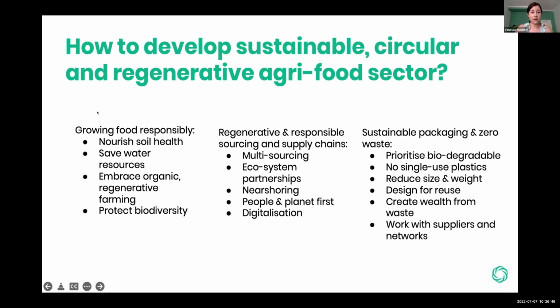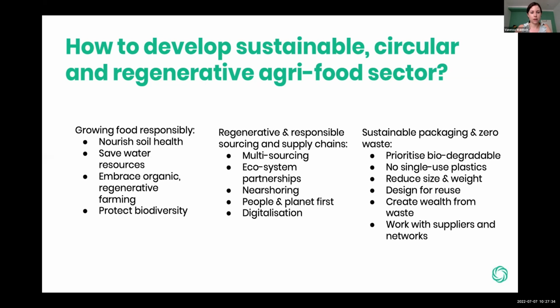Here it starts actually from growing food responsibly. So to nourish the soil, to have a healthy soil, and to save water resources, and to embrace organic and regenerative farming, and to protect the biodiversity. And it is also important to look at responsible sourcing along the supply chain. So to work with multiple sources, which offers a higher resilience, to diversify, and to build sustainable partnerships and partnerships that support you to flourish.